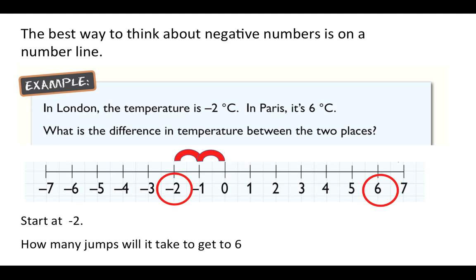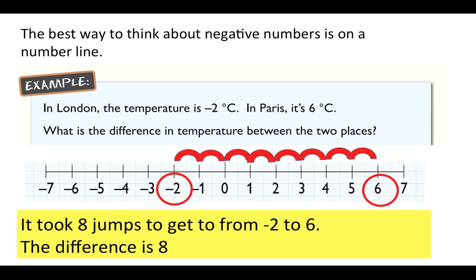Let's look at that again. From -2, it takes 2 jumps to get to 0. And then from 0, it takes 6 jumps to get to 6. So altogether, it's taken 8 jumps. The difference is 8.